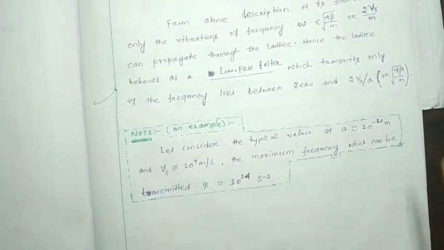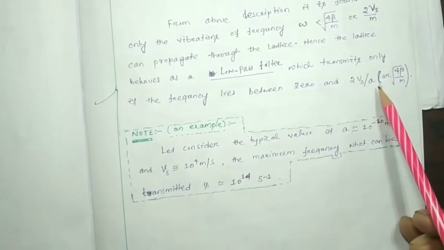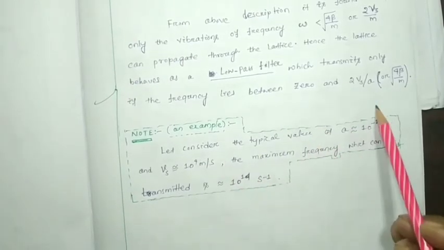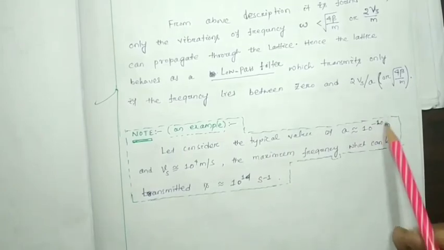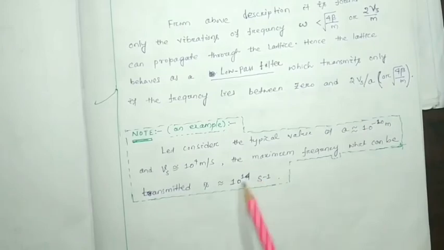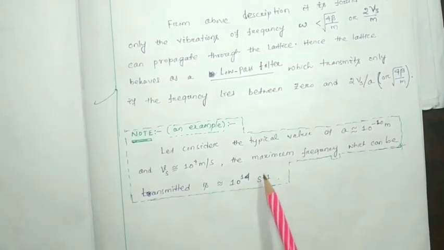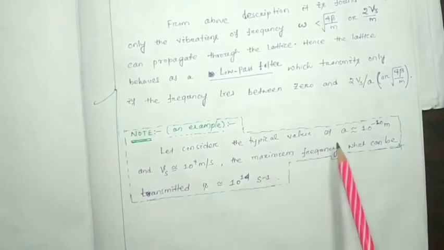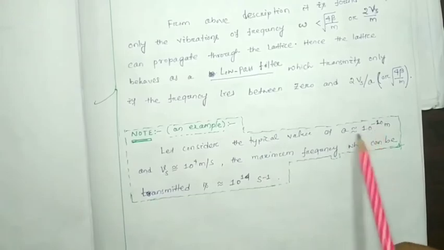See, this will be Vs by a. Vs is 10 to the 4, a is 10 to the minus 10, so a factor of 2 will be there. You can say 2 into 10 to the 14, or approximately 10 to the 14 hertz, or second inverse, frequency will be possible for a lattice having this lattice constant.